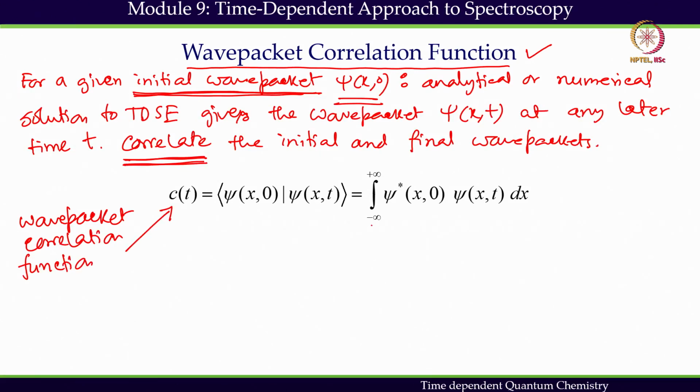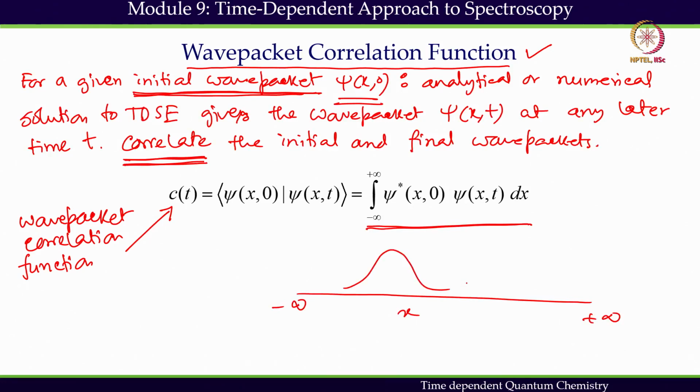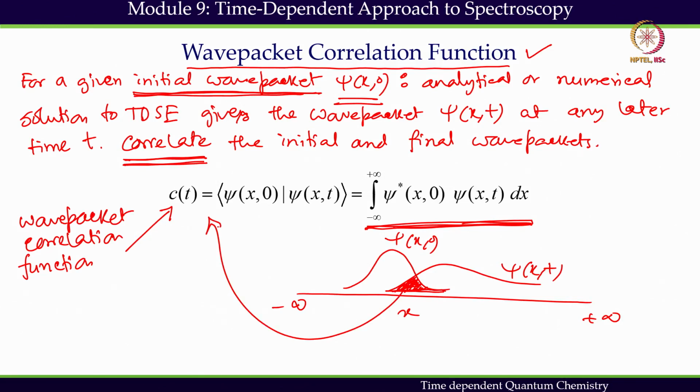The Wavepacket correlation function is the integration over the entire space, from minus infinity to plus infinity in x space. The initial Wavepacket was psi x 0, and the final Wavepacket, let us say, is psi x t. All we need to find out is how they correlate, and this kind of correlation is nothing but the overlap between these two wave functions. So, basically it is trying to explore this overlapping regime, how they are correlated, whether they fully overlap or partially overlap. This is what we are going to find out. This is the meaning of it.